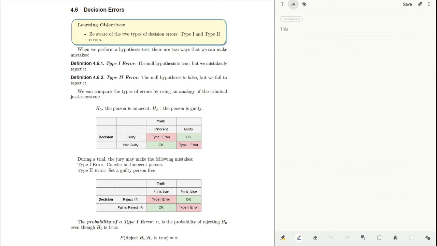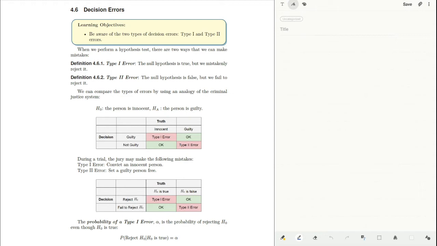In this video, we'll talk about the different types of errors that we can make when we perform a hypothesis test. Now, whoever came up with naming these errors were not very creative, and these are called the type 1 and type 2 errors. Now, a type 1 error occurs when the null hypothesis is true, but we mistakenly reject the null hypothesis. And a type 2 error occurs when the null hypothesis is false, but we fail to reject the null hypothesis.